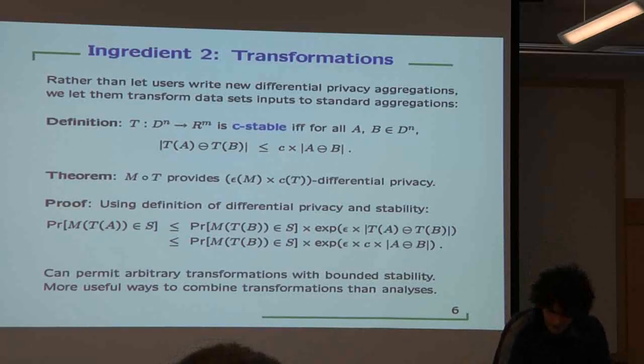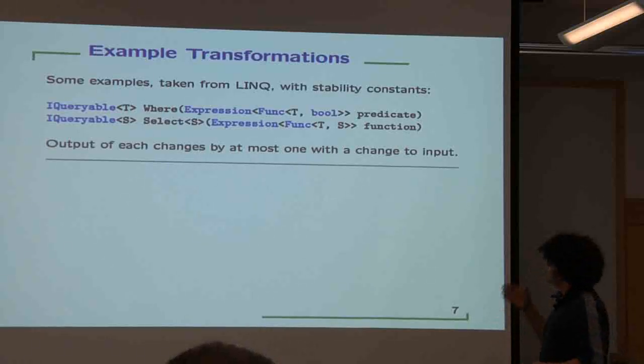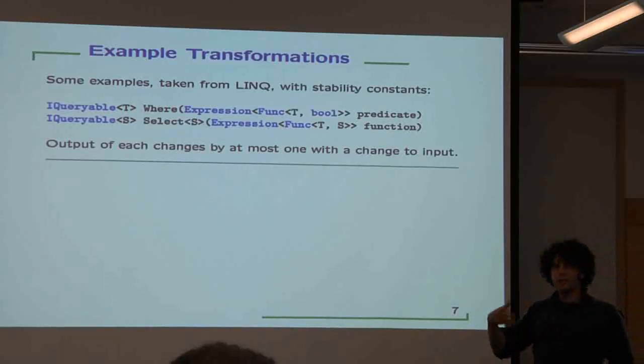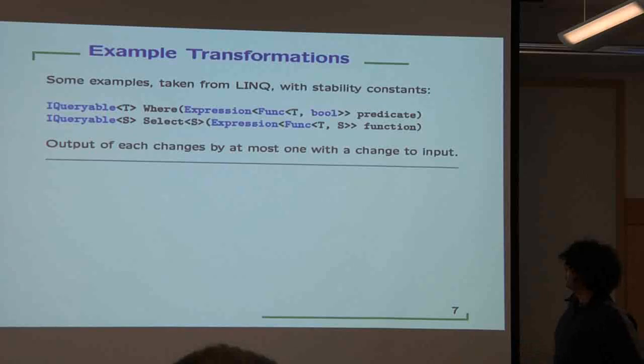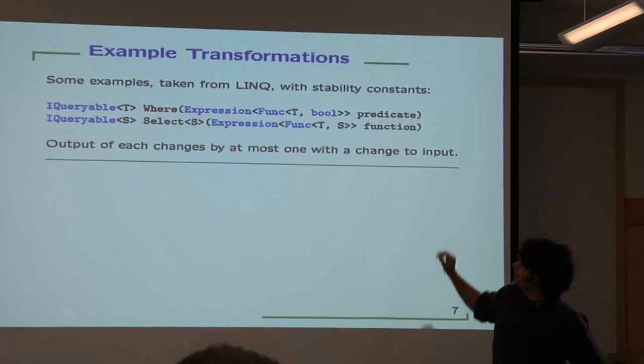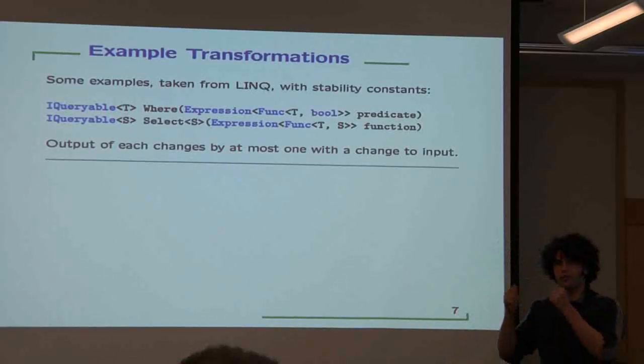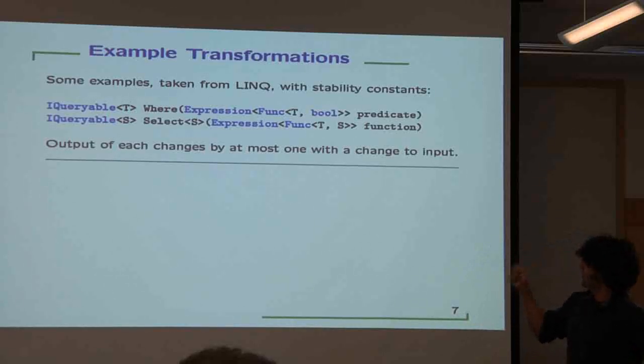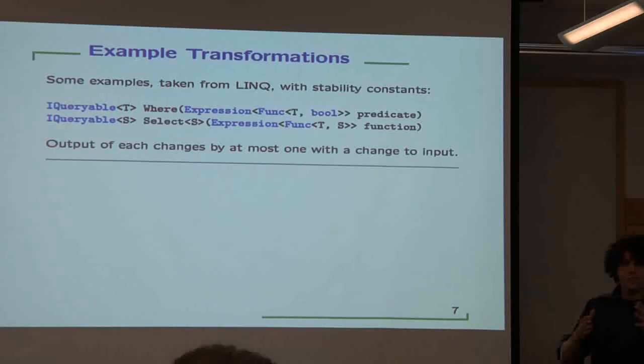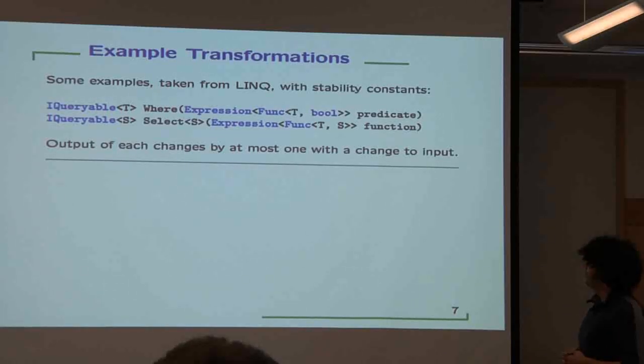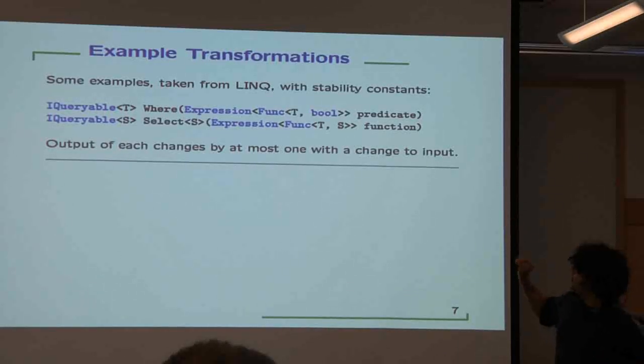All right. Let me show you some examples of transformations just so that we can see what I'm talking about here and get some example stability constants floating around. So these are lifted straight out of LINQ, and in fact, most of the design of PINQ is just me going through LINQ and saying yes, yes, yes, no, yes, yes. So it wasn't especially hard, and that's good because it means for other languages you could probably do something fairly similar if you don't much care for LINQ. But here are two examples.